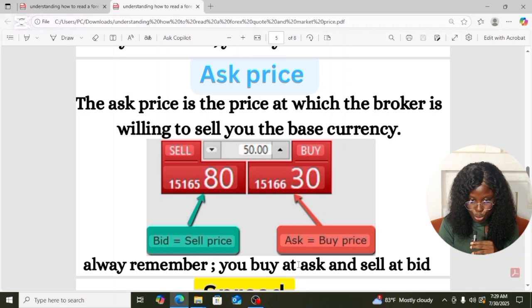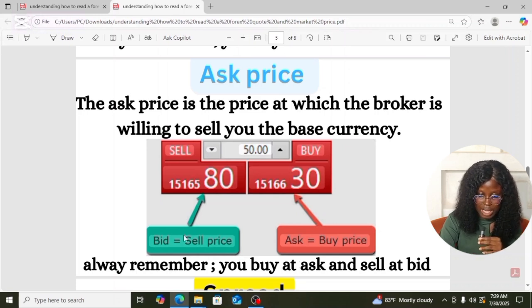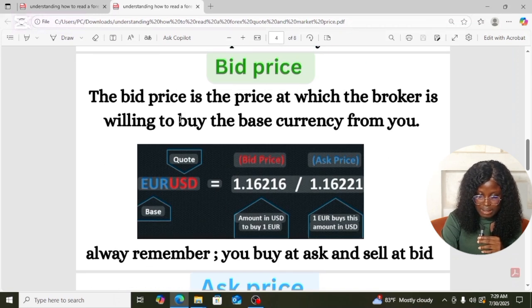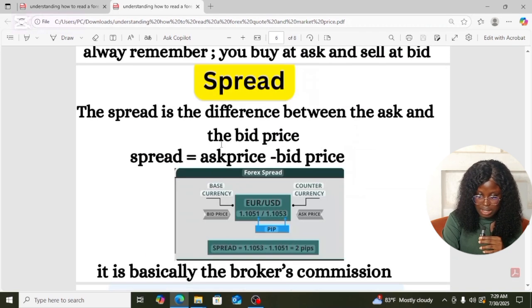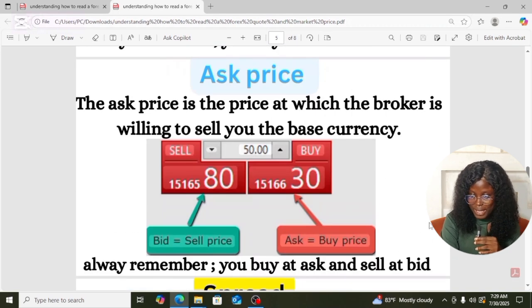Our brokers sell to us at the ask price, and we sell to our broker at the bid price. Our brokers are willing to buy from us at the bid price. So let's just understand it that way. We begin to understand it more and more when we get to the full forex and start trading. I hope I was able to explain the ask price and the bid price at least to some extent.